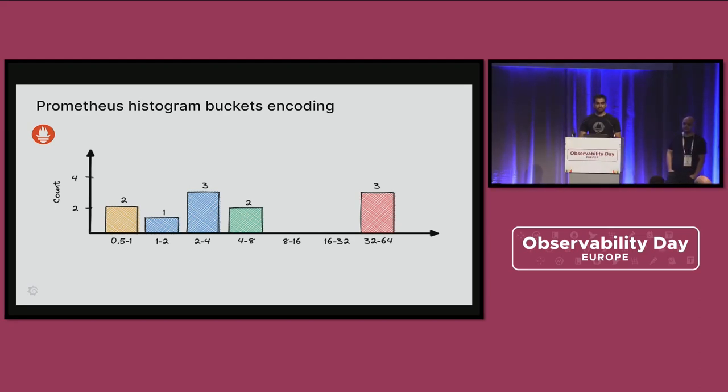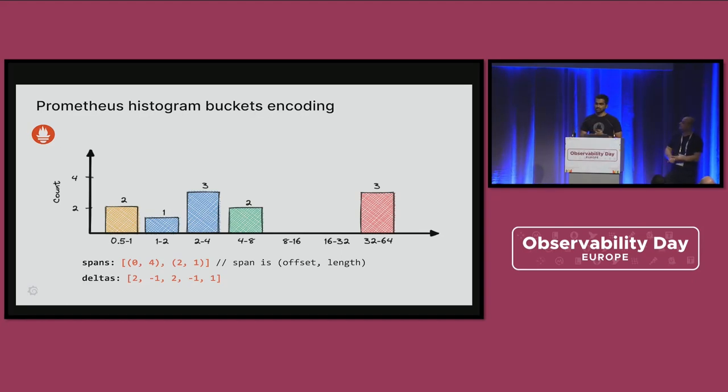So Prometheus uses a sparse representation of histograms as opposed to the dense representation of OpenTelemetry. In this particular case, the spans has a list of tuples. The 0,4 tells you that the first bucket starts at index 0, which is 0.5 to 1. That's the bucket with index 0. And there are 4 buckets starting at this point. And then there is a gap of 2 buckets. So the second tuple says that there is an offset, which is a gap of 2 buckets, and you have another bucket stored there, 2,1. So the spans tells you what's the representation of the bucket in the layout.